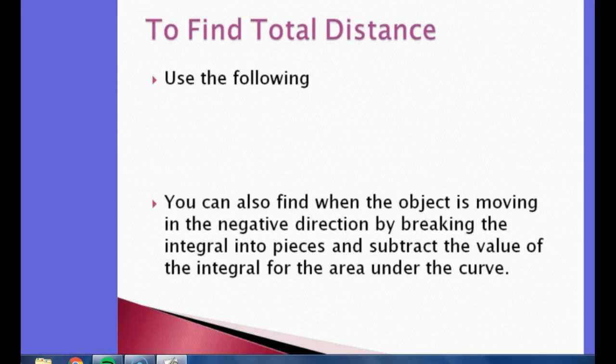To find total distance, we have to think of the problem in a different way now. To find distance, what did we say distance had to be? Distance has to be what? Positive. How do you make a function always positive? So the distance is simply the absolute value of velocity.